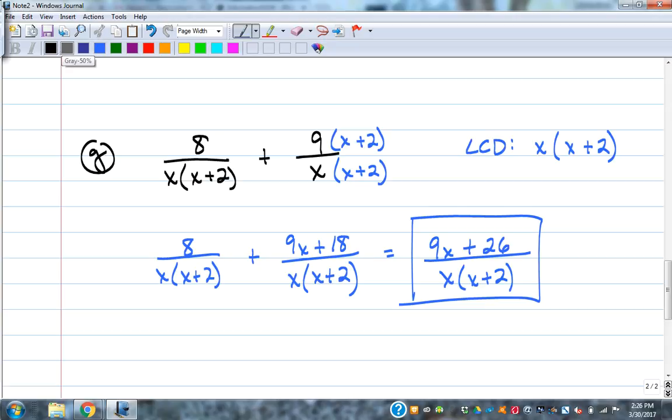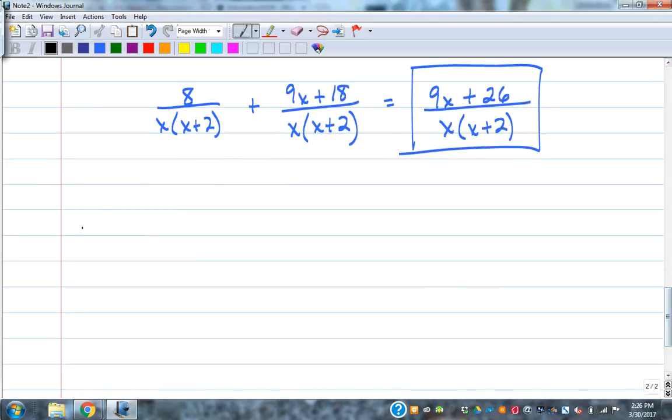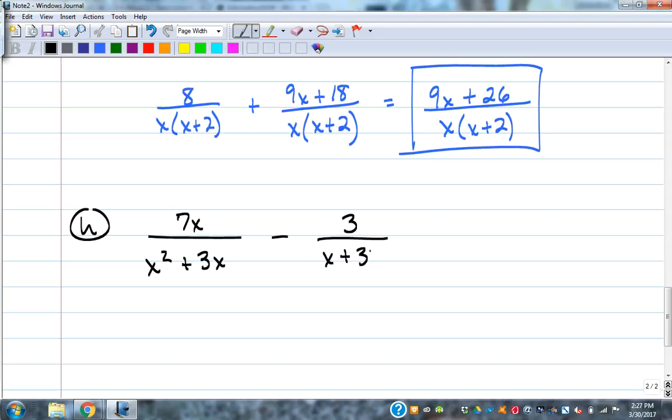Okay, notice that the denominators are written at every step here in factored form. What do you do if they're not? Like this one, 7x over x squared plus 3x minus 3 over x plus 3.